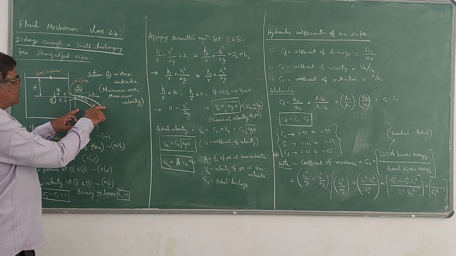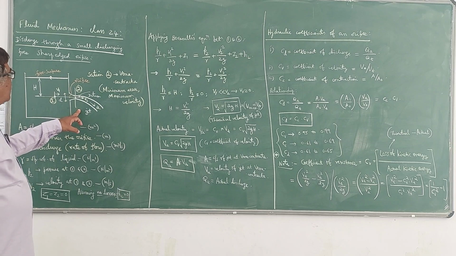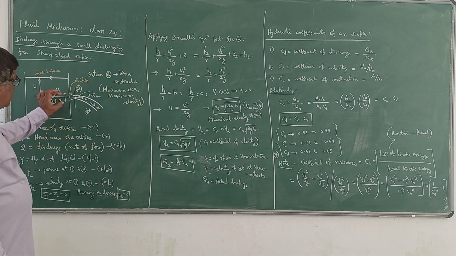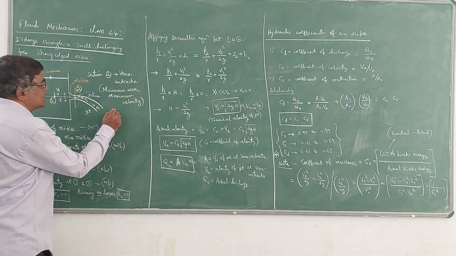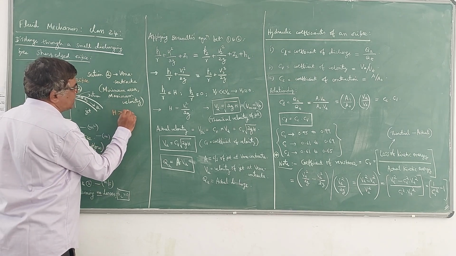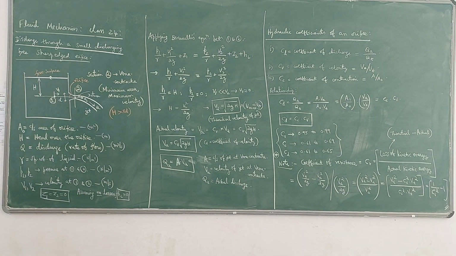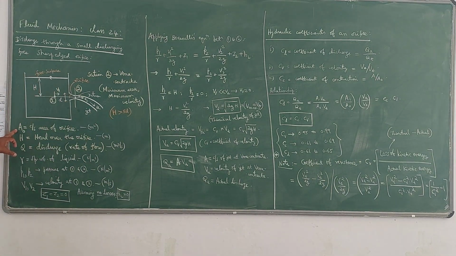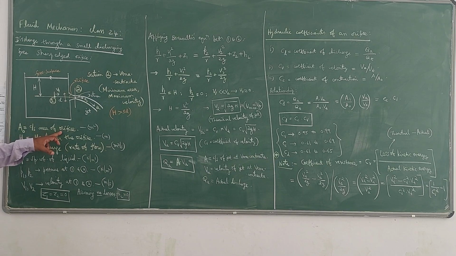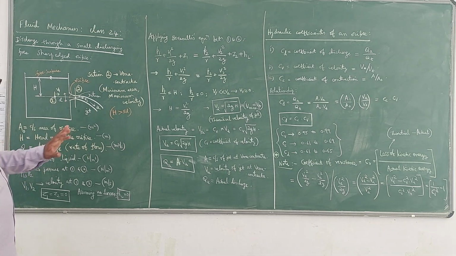It is discharging free because the jet is subjected to atmospheric pressure, and it is a small orifice because I have taken H greater than 5 times D. This is the condition for a small orifice. These are the notations. A0 is the cross sectional area of the orifice. If it is a circular orifice, it is pi d square by 4. If it is a rectangular orifice, it is B into D.